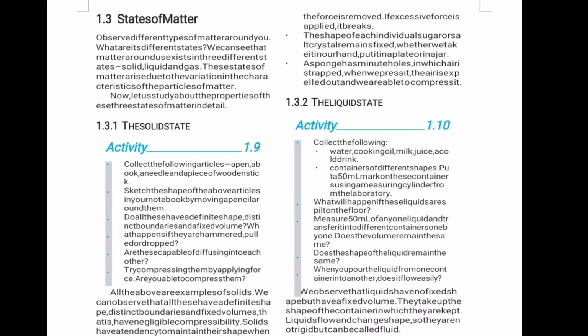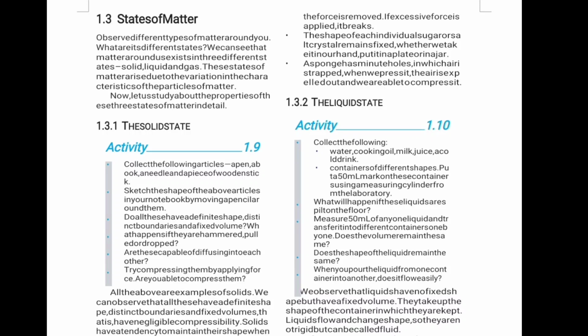If excessive force is applied, it breaks. The shape of each individual sugar or salt crystal remains fixed, whether we take it in our hand, put it in a plate, or in a jar. A sponge has minute holes, in which air is trapped. When we press it, the air is expelled out, and we are able to compress it.